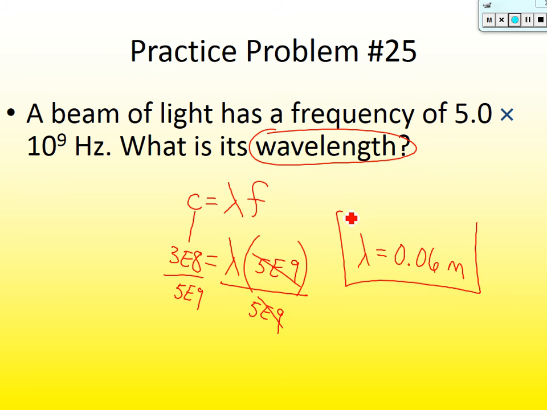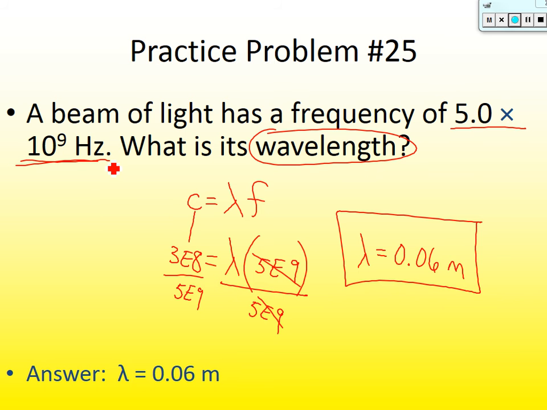Okay. That would be 6 centimeters, wouldn't it, if you switched it to centimeters. So that's about the wavelength of this light. Now, something I would like to point out. EM waves have very high frequency, 5 times 10 to the 9th. That's a lot of waves per second, and that's going to be common with EM waves. You're going to see very high frequencies with these waves. Okay, and we did get it right. The wavelength was 0.06 meters.